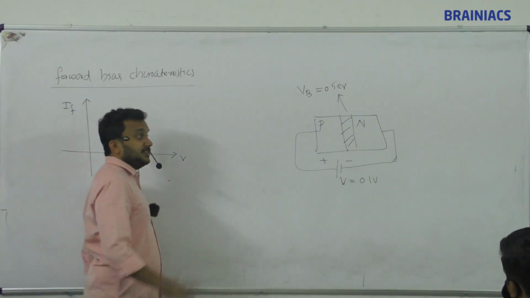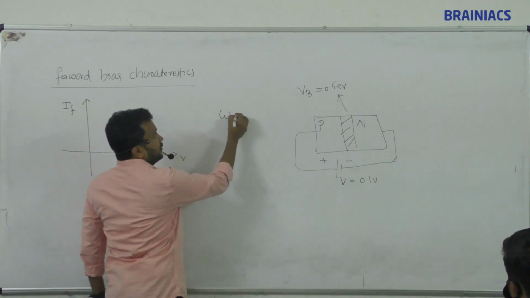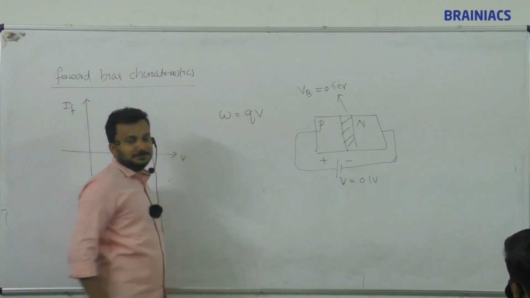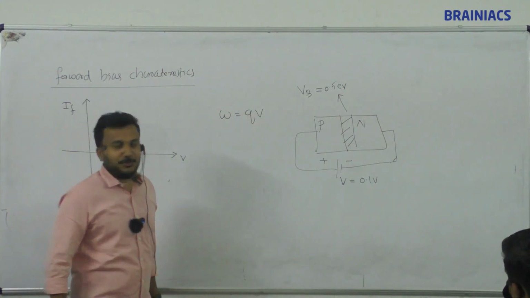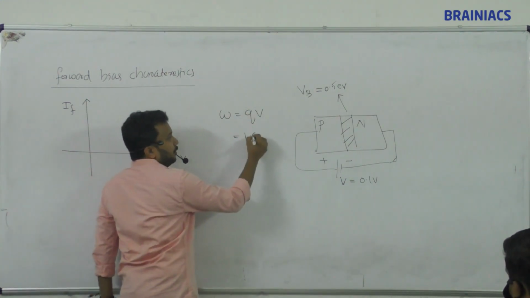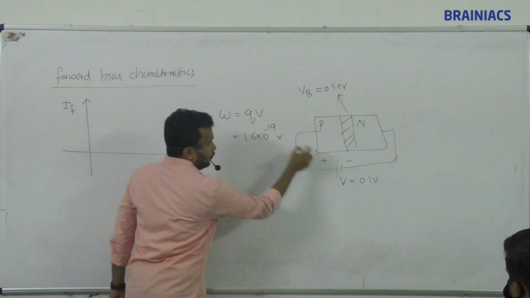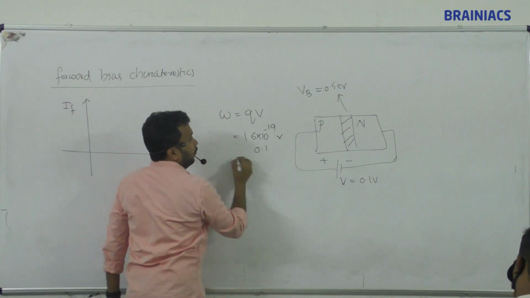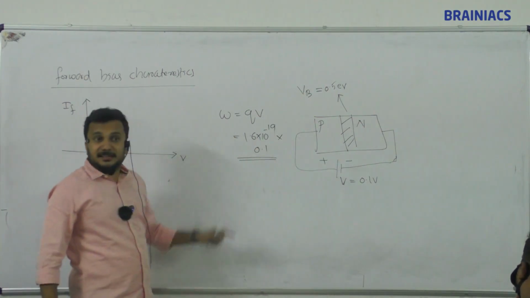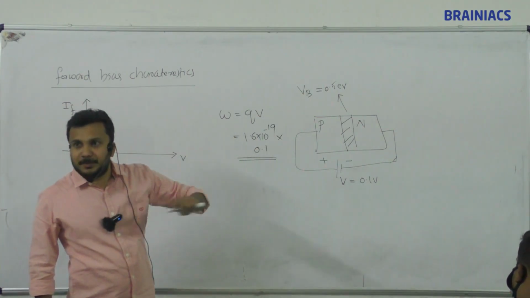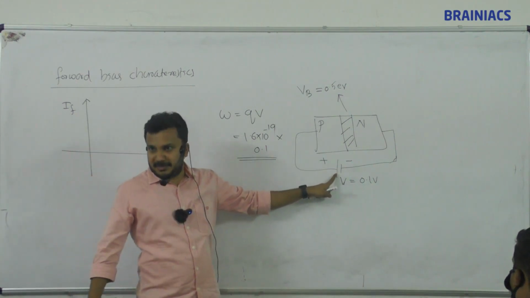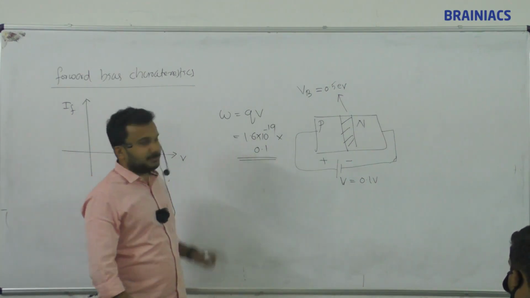How to find out energy for a voltage? W is equal to QV, from the electrostatics video. W is equal to QV. So Q means 1.6 into 10 power of minus 19 coulomb, into the voltage 0.1. This is the energy given by whom? Battery. This energy is given by the battery. Okay, so I am giving this much energy.